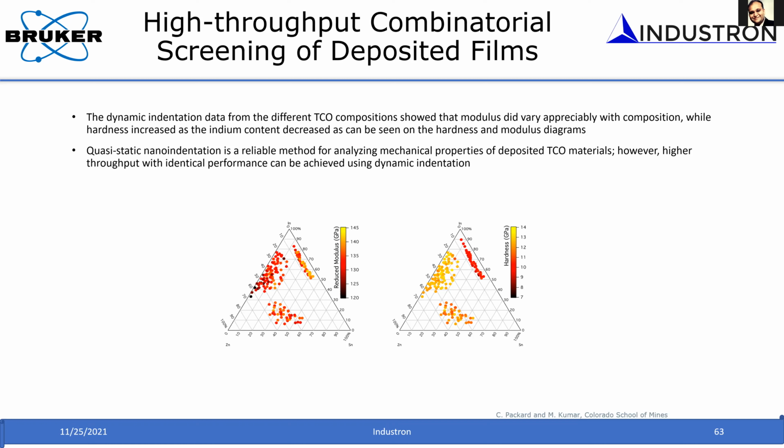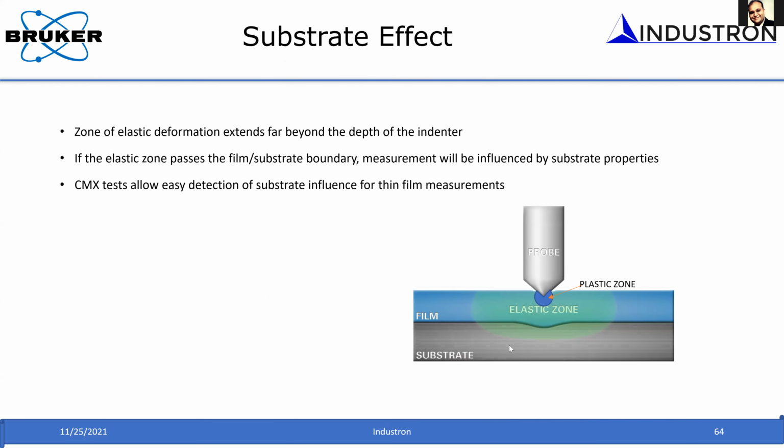Okay, now, another important example is thin film mechanical response. When we deposit thin films, what happens is, when you try to do an indent on a film on a substrate, there are two zones of mechanical response you need to focus on.